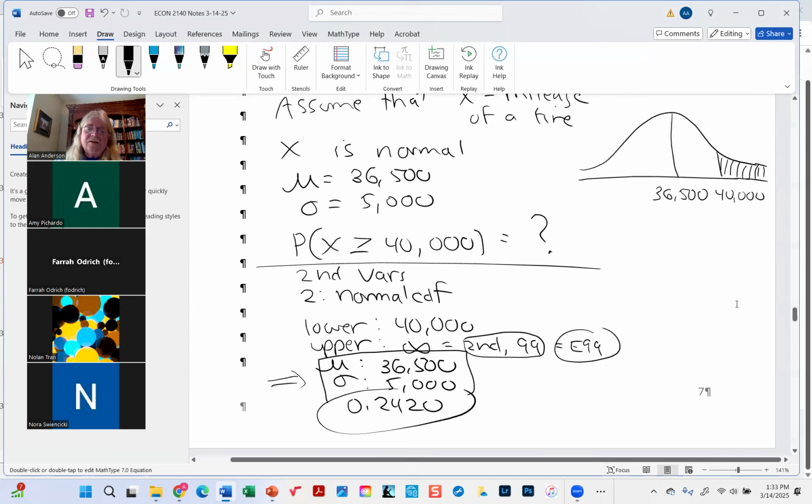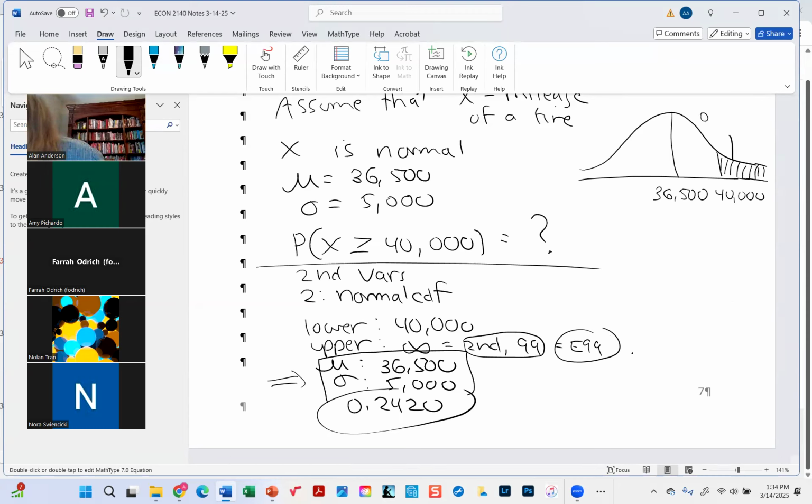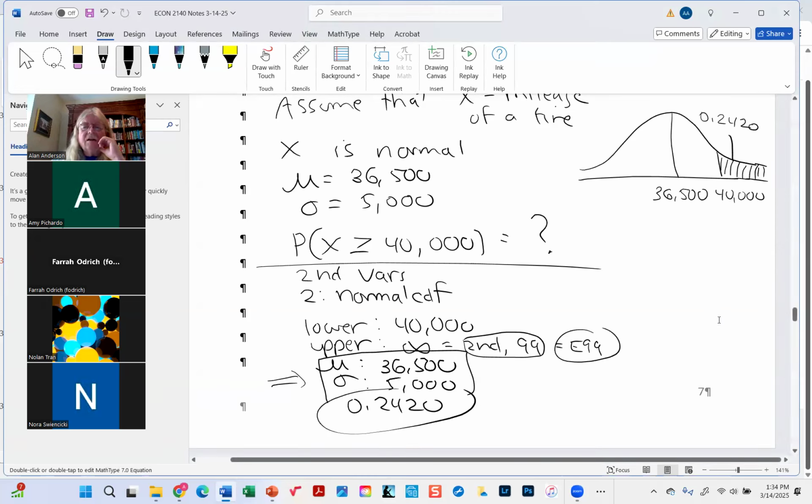Don't forget to change the mean and the standard deviation. And if you type in all that information, you should get, rounding to 4 places, a result of 0.2420. Okay, so about a quarter of their tires should last 40,000 miles or more. All right, so I'm sure nobody had any trouble with that one.